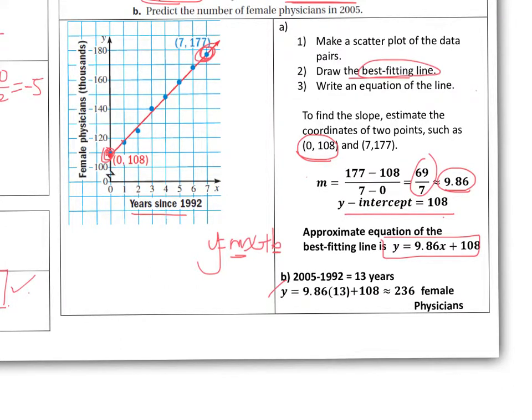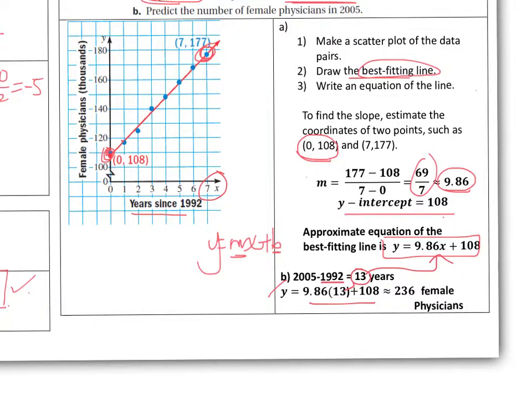Okay, so 1992 is the first year. I need to calculate how many years there are between 2005 and 1992, and it's 13. And remember, your x represents the number of years, so I can sub in 13 into x and then do the math to get about 236 female physicians.